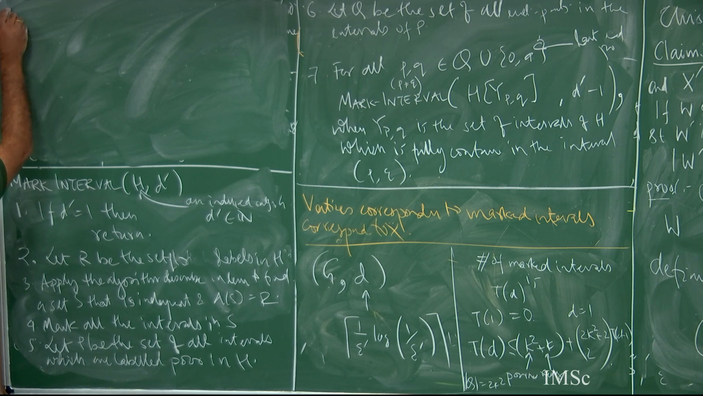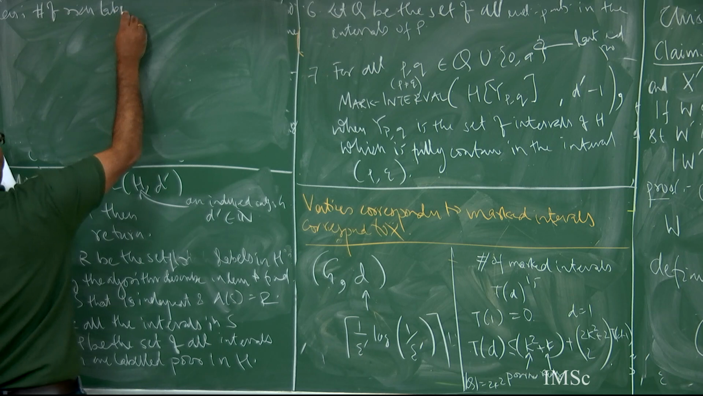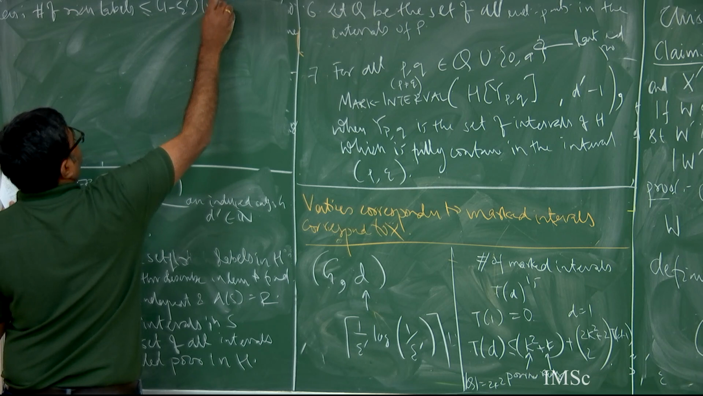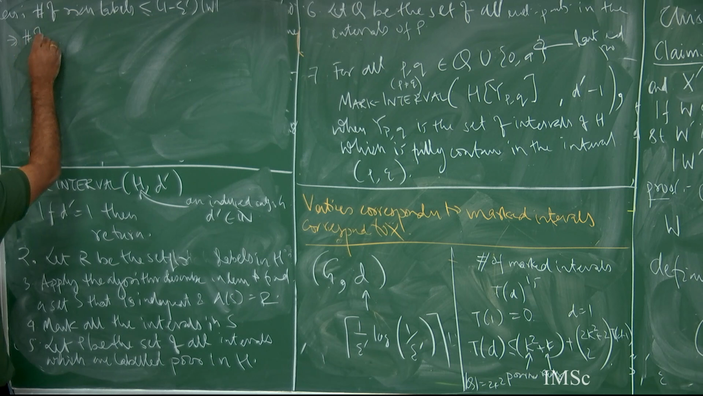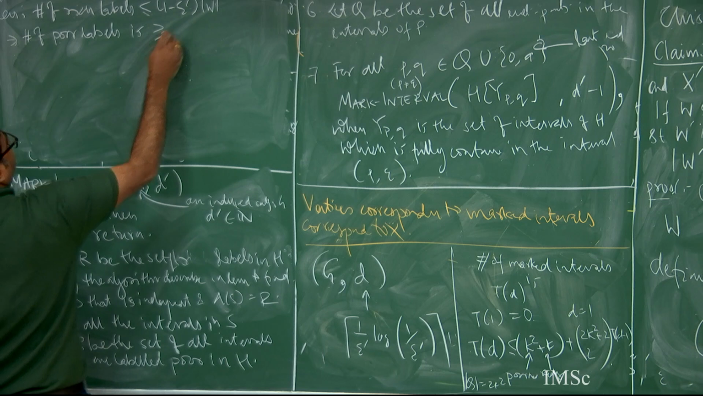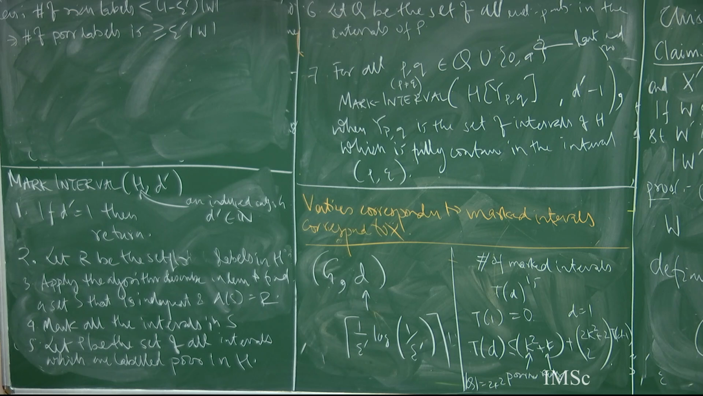So, case: number of rich labels are strictly less than 1 minus epsilon prime W. This implies number of poor labels is at least epsilon prime times W. This implies this because every label is either rich or poor. So if there are so few rich labels, there are so many poor labels.